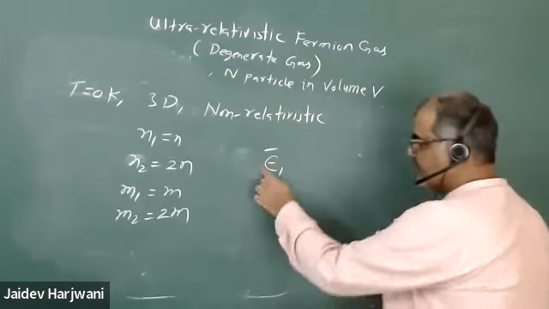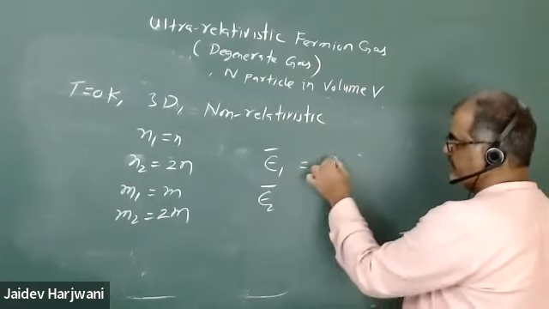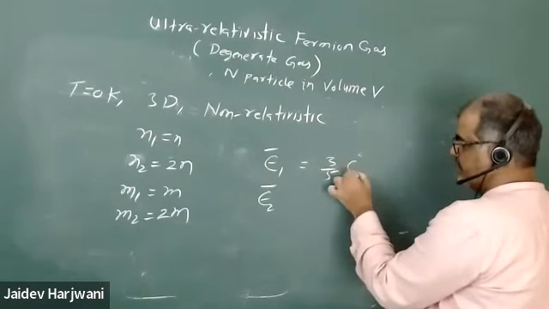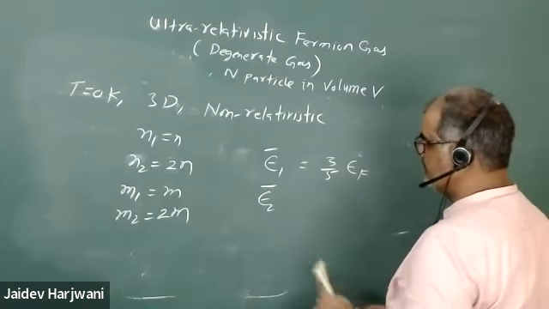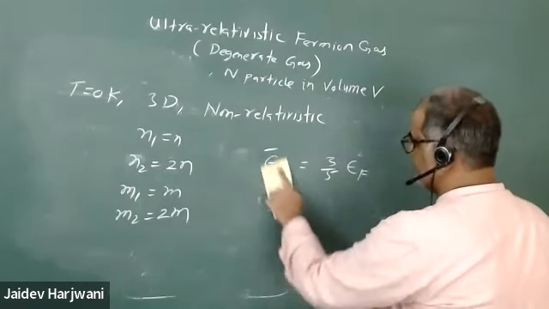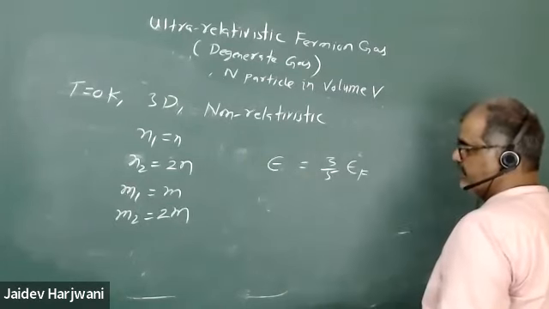Average energy per particle क्या है 3 dimension में? 3/5 Fermi energy, 3/5 EF. Okay, so let us calculate this one. So energy is 3/5 EF.